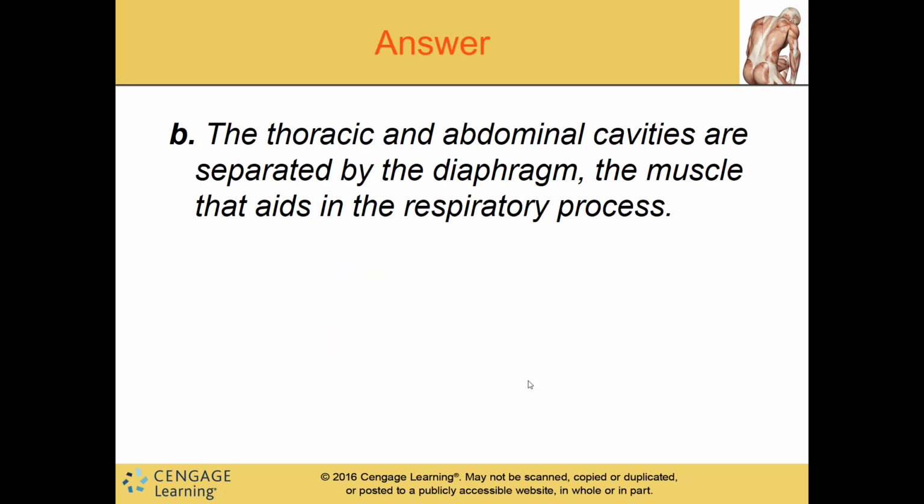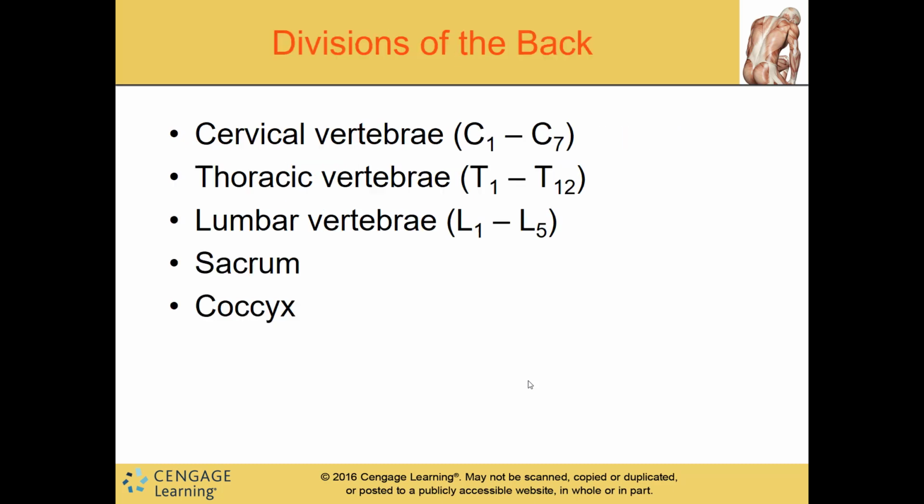If you said B, you're correct. The thoracic and abdominal cavities are separated by the diaphragm, which is the muscle that aids in the respiratory process.